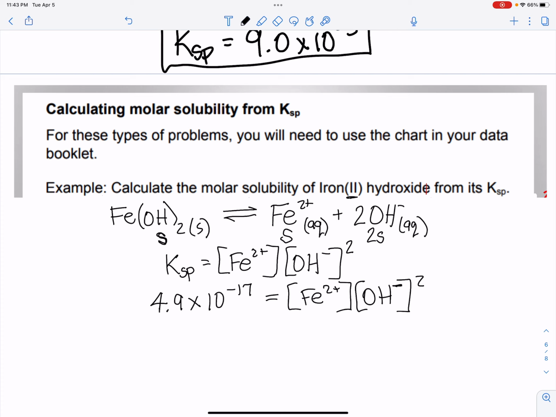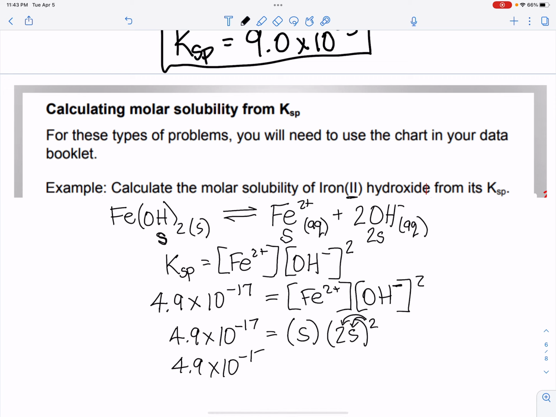So I'm going to use S's here, and I'm going to plug them in the equation so that I can only have 1 unknown, so I can actually solve this problem. So I'm going to put S in for the Fe2+, and I'm going to put 2S in for the hydroxide, and then it's again squared. So I'm going to try and work out some of the math here. You'll notice that this squared applies to both the 2 and the S here. So I've got 4.9 times 10 to the negative 17 is equal to S times 2 squared, which is 4, and S squared is S squared. So I've got S times 4S squared.